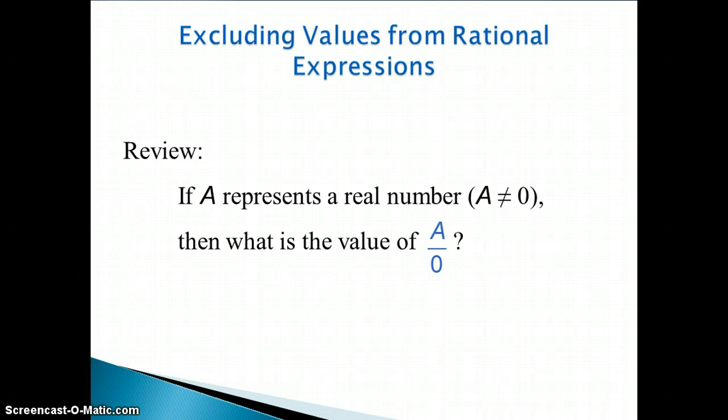And there's a very important concept we need to review first before we can learn how to exclude values from rational expressions. So recall, what happens when we take a number and divide it by 0? In other words, if a represents some real number other than the number 0, then what is the value of a divided by 0? Well, hopefully you remember that when we have 0 in the denominator of a fraction, that expression becomes undefined.